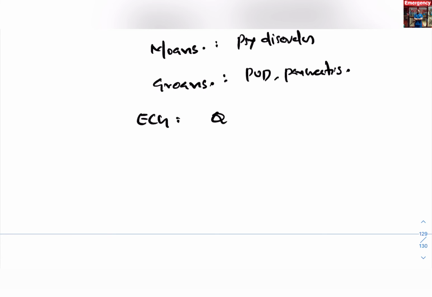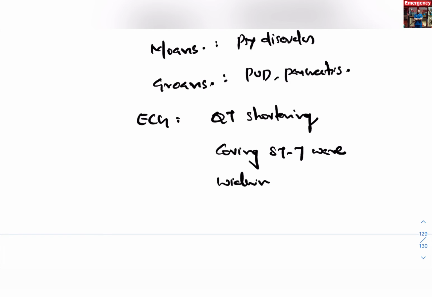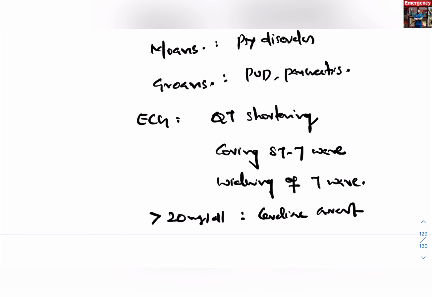They include QT shortening, coving of the ST-T wave, and also widening of the T wave. Hypercalcemia increases the toxicity of digitalis in patients taking digitalis. Also, at a level more than 20 mg per deciliter, cardiac arrest may happen; the patient is highly prone to cardiac arrest. So these are the clinical features of hypercalcemia.